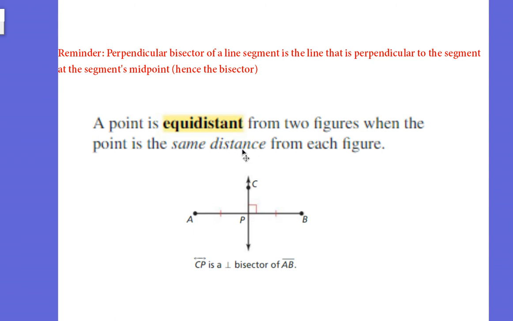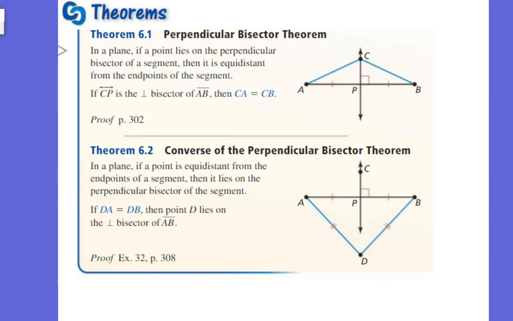We would also call this equidistant. This is a big term that we're going to be using for the rest of the year. Equidistant. From A to P and B to P is equidistant. They are the same distance from a particular point. Equidistant.